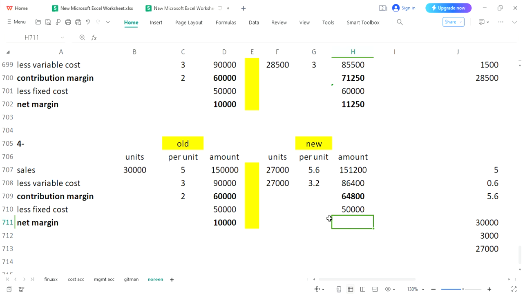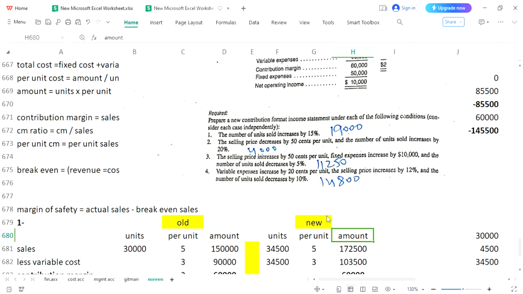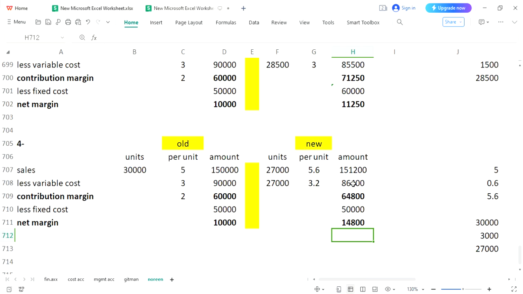When it has been written over here, we can calculate our net margin by subtracting fixed cost from contribution margin. Our contribution margin is 64,800. Subtract your fixed cost, which is 50,000. So you have got your net margin. And you can see at the fourth point, our answer is 14,800. And here we have calculated 14,800, which is our net margin.